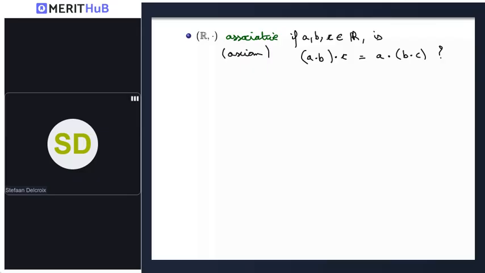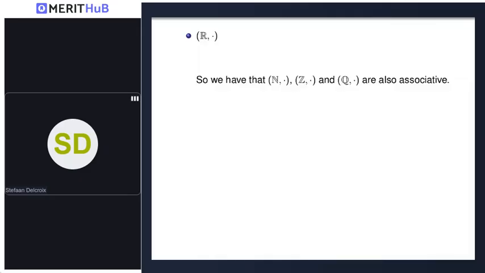Huh? But if it's true for the real numbers, then it's true for anything that's a part of the real numbers. So that means the natural numbers, the integers, and the rational numbers under multiplication are also associative. But the next one, the complex numbers, we would have to prove. It is associative. So let me write that down already. It's associative.